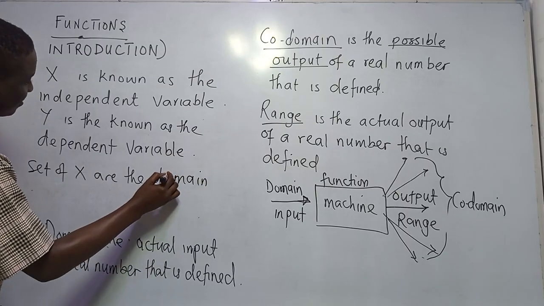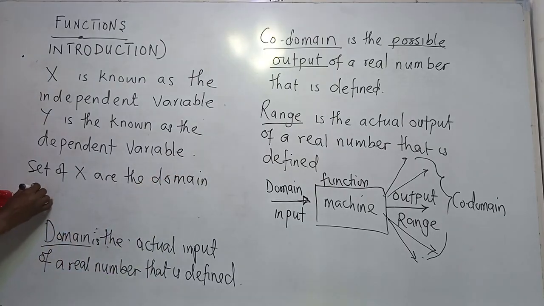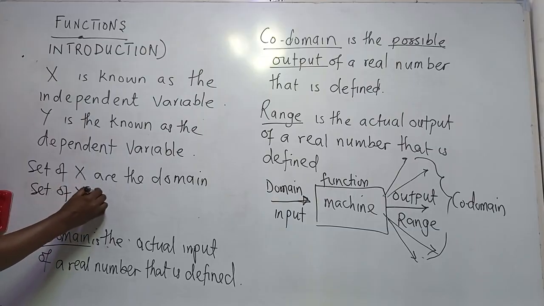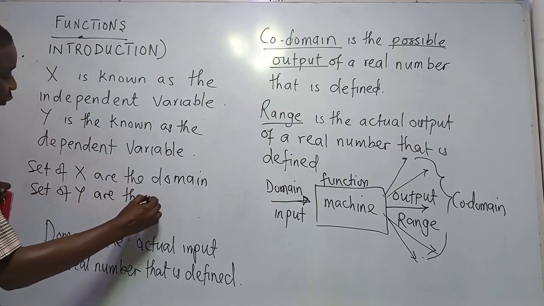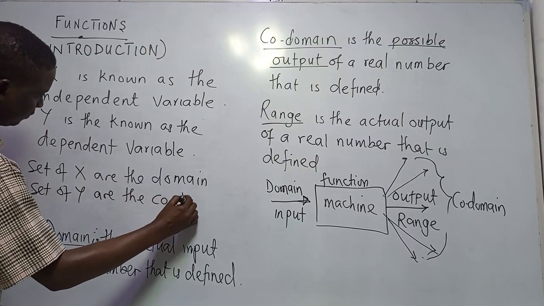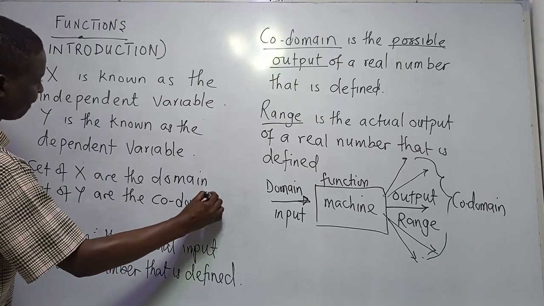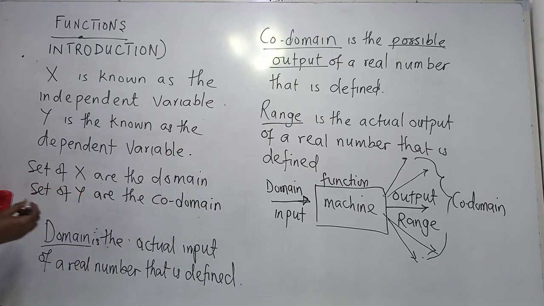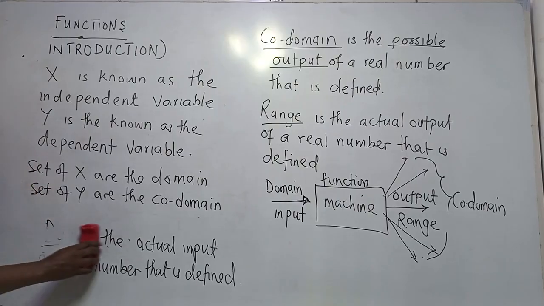The set of x are what? The domain. While the set of y are what? The range, the codomain. The set of x are the what? The domain, while the set of y are the codomain.